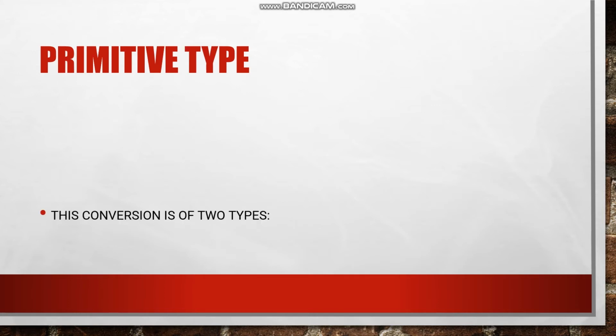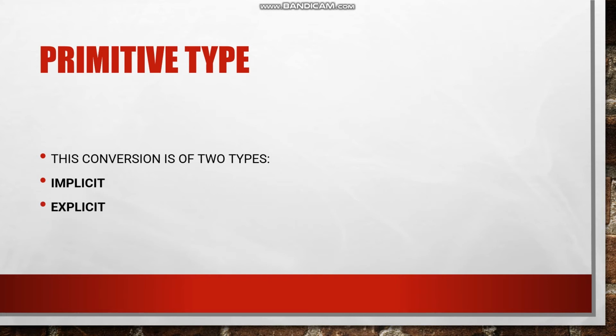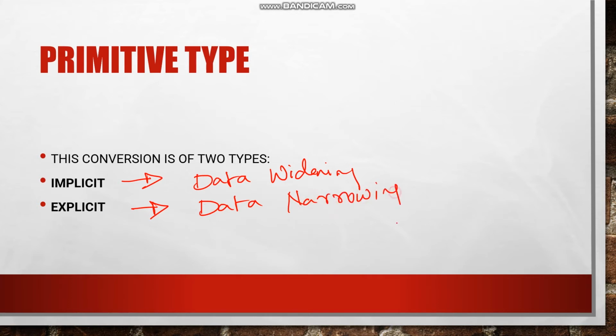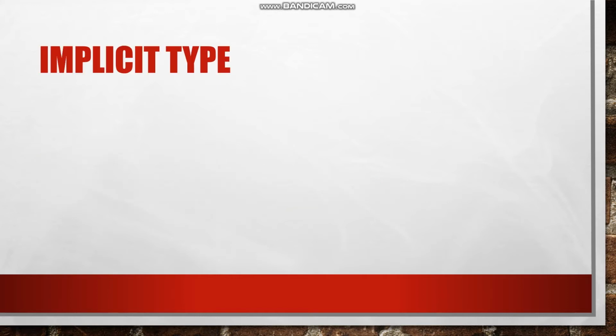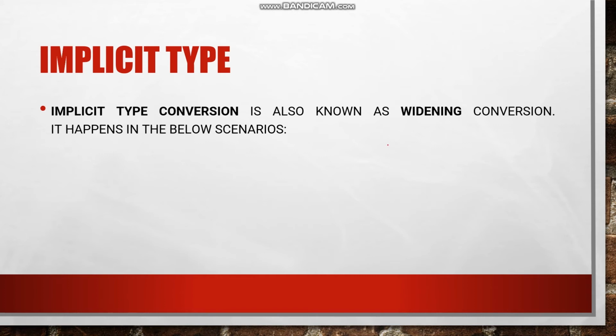In the primitive type there are two types: implicit and explicit. Implicit is also called data widening. The next one is explicit, which is called data narrowing. Under the implicit type, this is also called widening conversion.